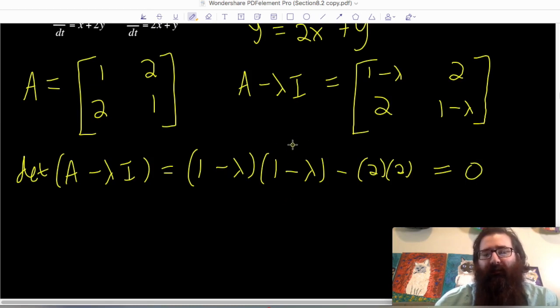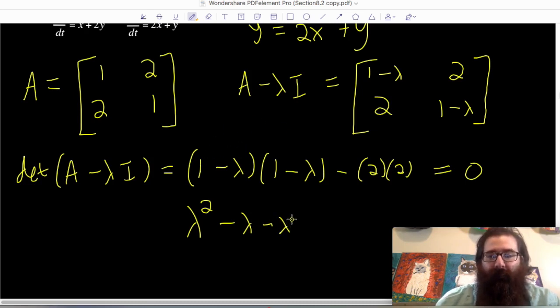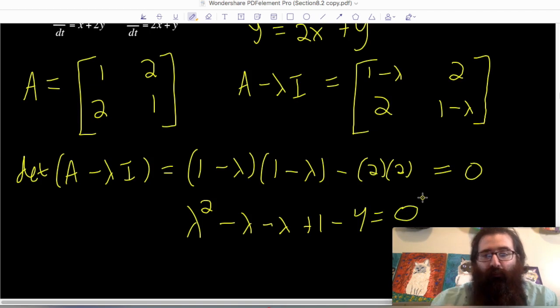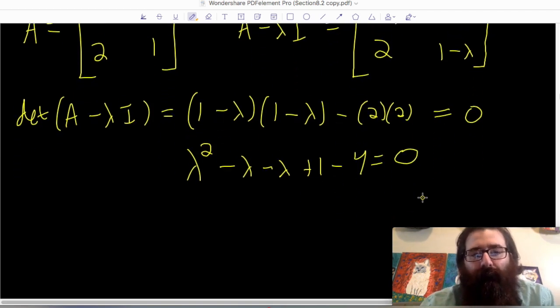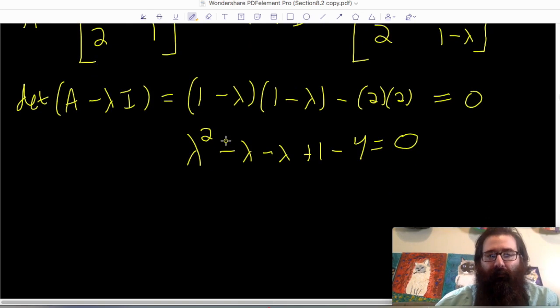And so we'll go ahead and expand this out. Negative lambda times negative lambda gives me a positive lambda squared. Negative lambda times 1 gives me minus lambda. 1 times negative lambda gives me another minus lambda. 1 times 1 gives me plus 1. And then minus 2 times 2 is 4. We want to set this equal to 0. Now we can combine like terms. Here we have lambda squared minus 2 lambda, and then 1 minus 4 gives me negative 3, equals 0.